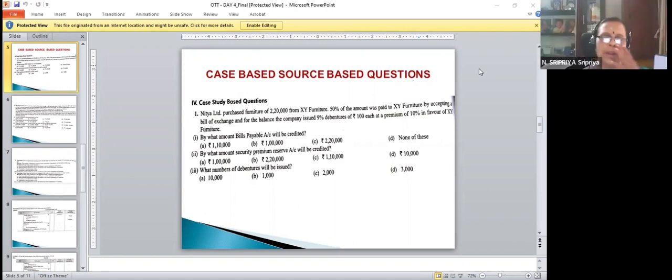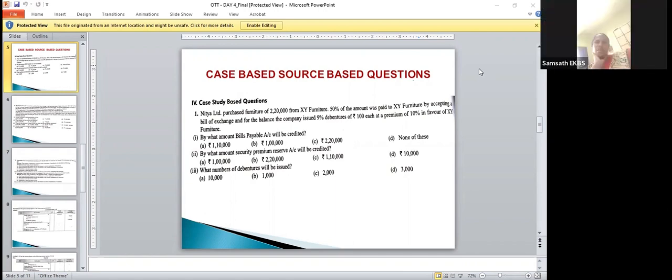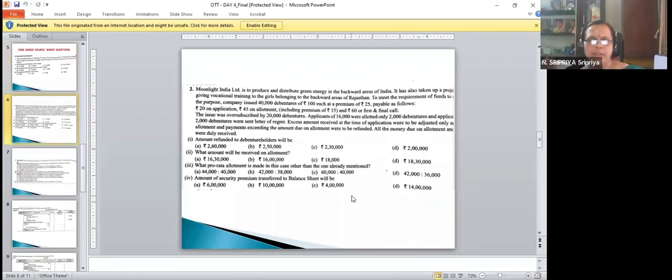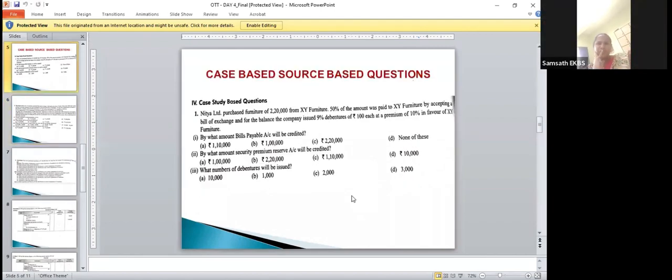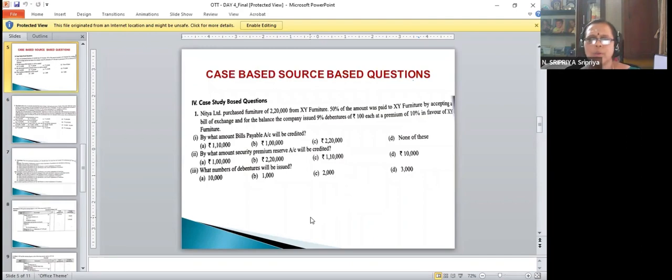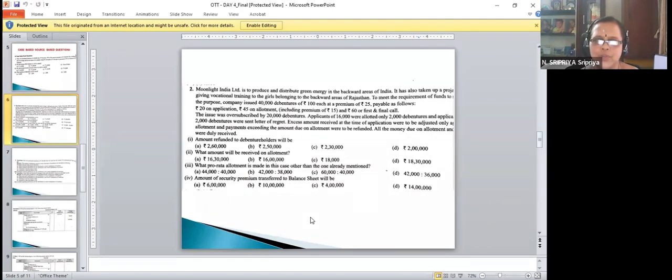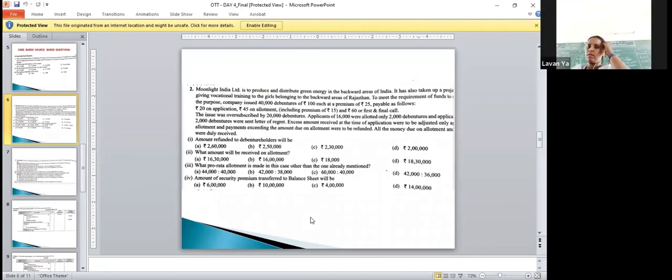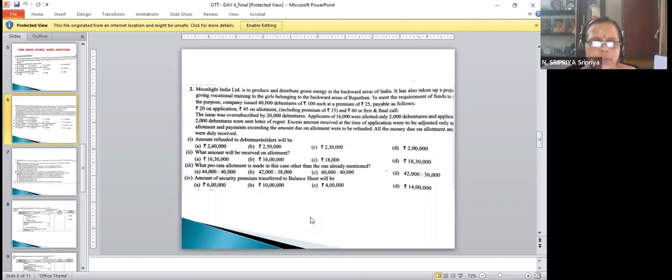1,000 into 100 is 1 lakh. Read the question. Third, what number of debentures will be issued? 1,000. Now in one case study question, I have given you 4 question subsections.